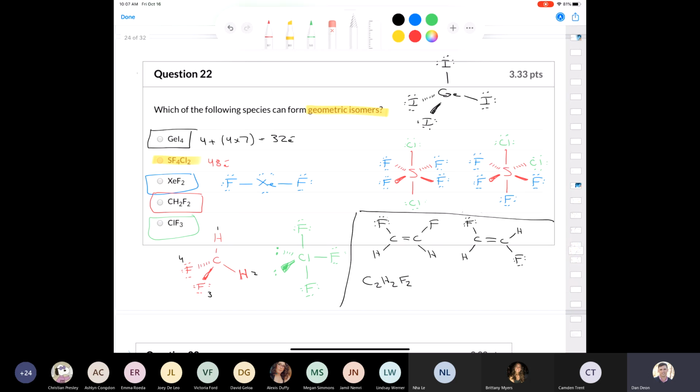So these are, in fact, geometric isomers. Now, I don't think this is covered in our slides or in our textbook, but when the 2 fluorines are on the same side of the molecule, we call this a cis arrangement, and when they're on opposite sides of the molecule, we call that a trans arrangement, so cis and trans.